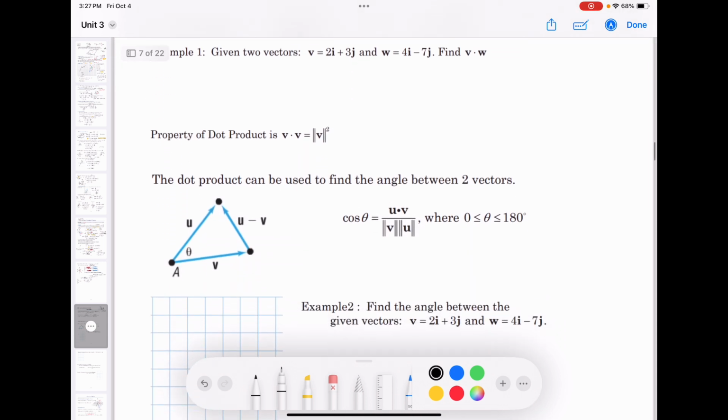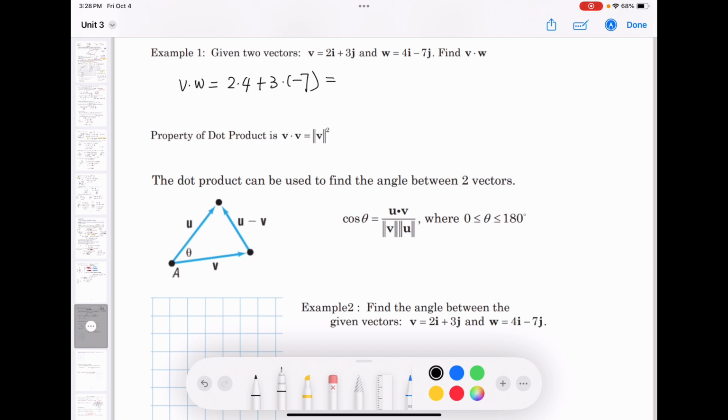Okay, let's see the first example. I have two vectors. v is 2i plus 3j. w is 4i minus 7j. Find v dot w. So v dot w is equal to 2 times 4 plus 3 times negative 7. And we have 8 minus 21, which is negative 13. So this is a dot product.